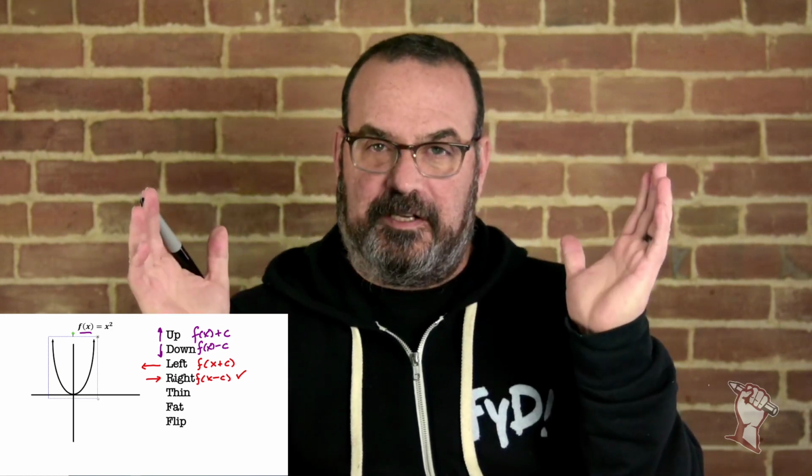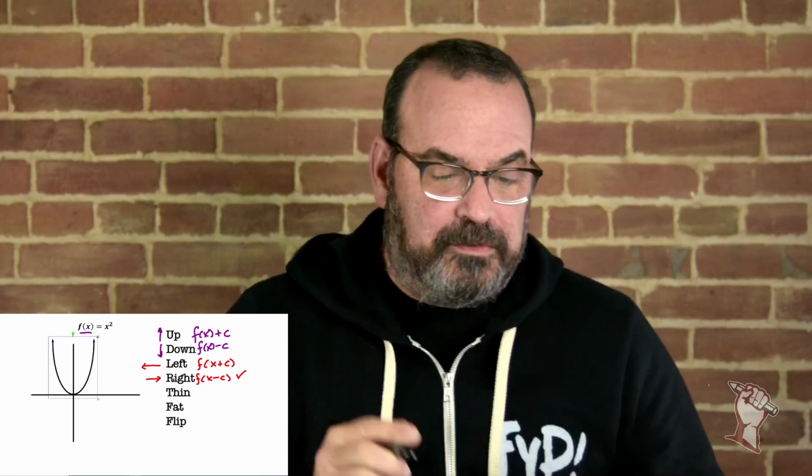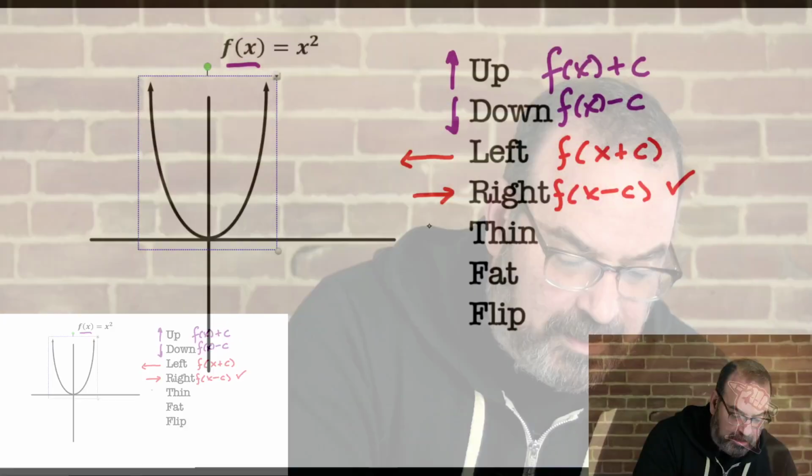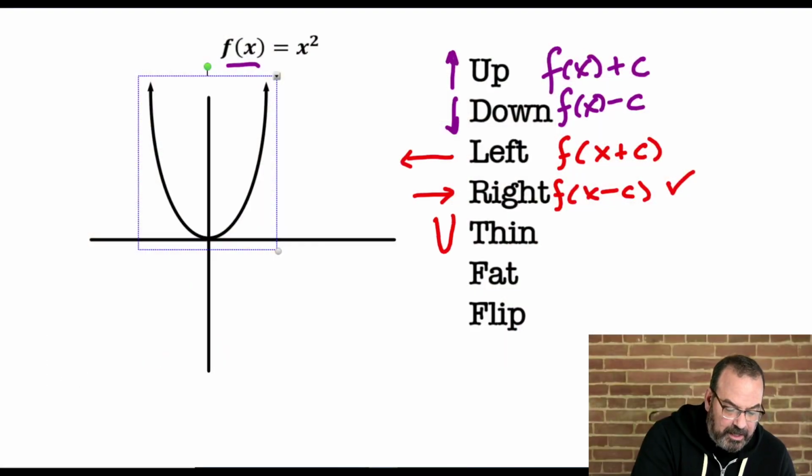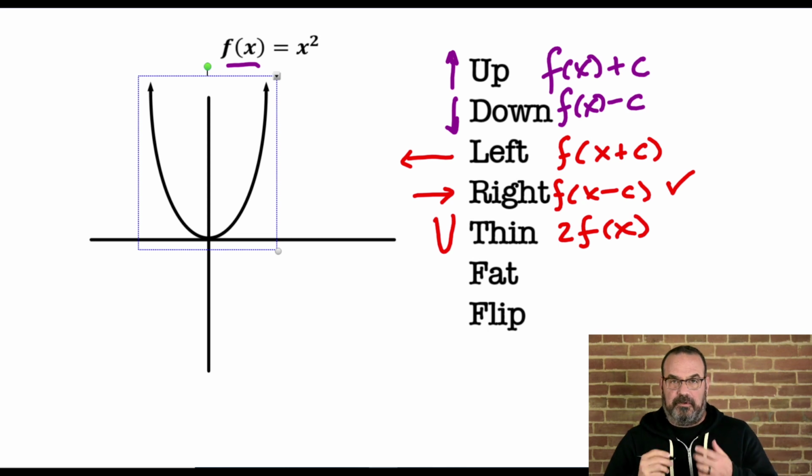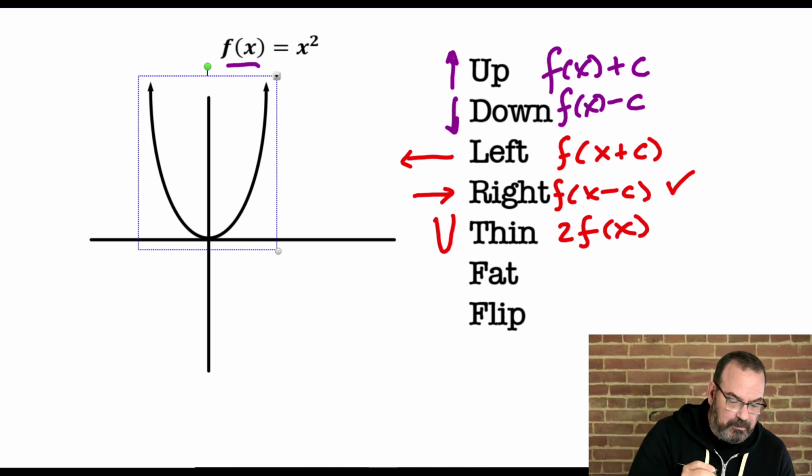To make a function thinner, you multiply it. So this parabola was going to go really thin. You multiply it by a number greater than 1. So, multiplying by a number greater than 1. We should have picked a different color. We should have picked blue for that. Let's go with blue. Oh, wait a second, it's not changing colors.